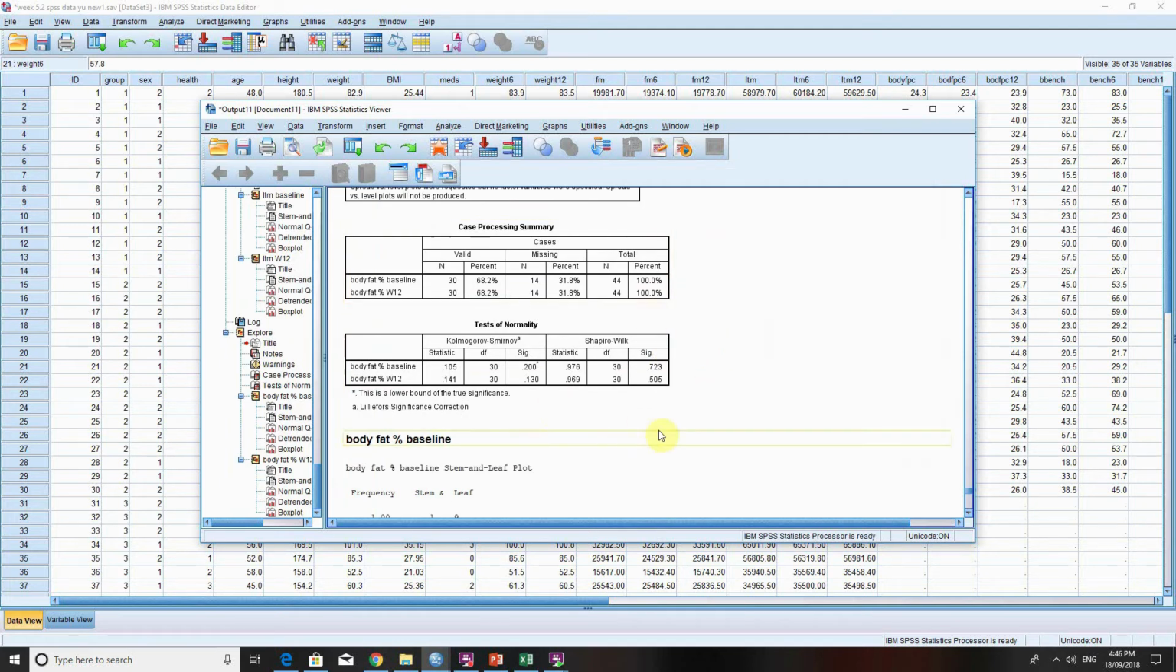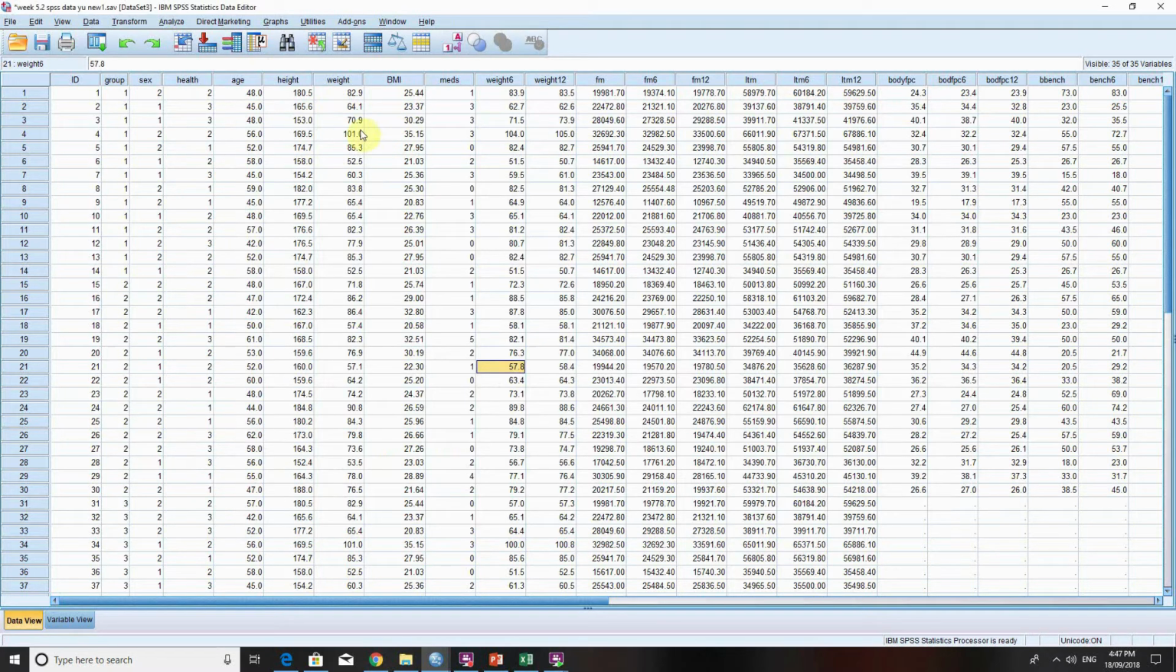And here in our test for normality, we can see that body fat percent at baseline is greater than 0.05, and at week 12 it is also greater than 0.05. So that means this data is normally distributed, unlike lean tissue mass and unlike the other two tests that we've just done. So for this data, if I was to ask the question, is there a difference between all subjects' body fat percent at baseline compared to week 12? We have the same subjects and we're looking at 2 time points. So this is a paired t-test.